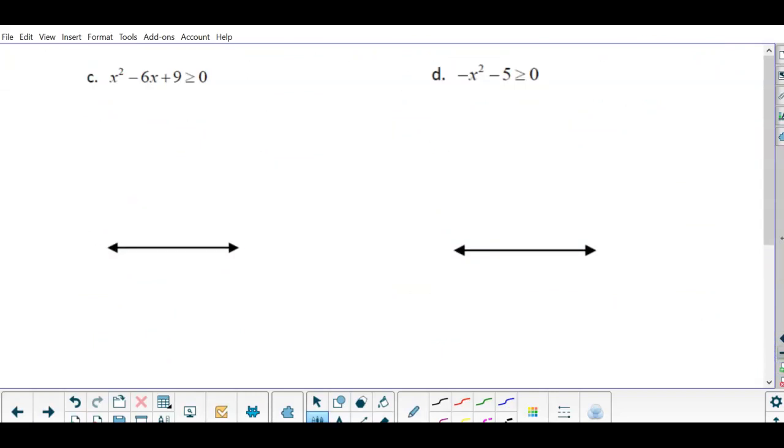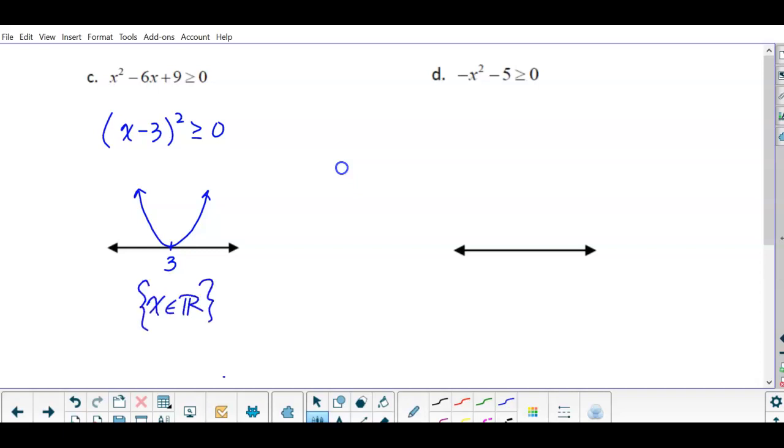Oh, a couple more, sorry. This one here, can we factor it? Yeah, it's actually a perfect square trinomial. So we've got x equals 3, multiplicity of 2, so it's U-shaped there. Where is it greater than or equal to 0? Well, everywhere on that graph, because it doesn't go back down. So x is an element of all real numbers. Every single point there. If it didn't have the equal sign, then it would be everything except 3.